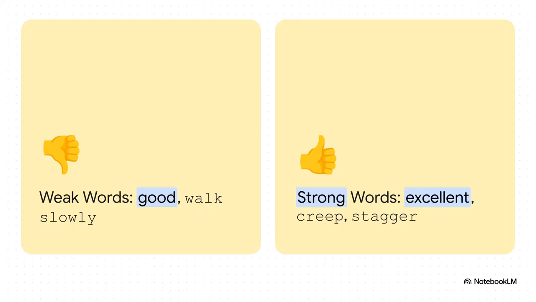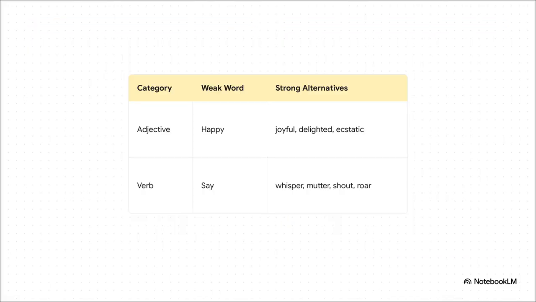I mean, just look at the difference. Good is fine, I guess. But is it excellent? Is it superb? And why say walk slowly when you could say creep, stagger, or tiptoe? Each one of those is an entire story in a single word. A lot of pro writers actually keep what they call writing banks, just collections of awesome, powerful words. Think of this table as a tiny little writing bank. Instead of just happy, you've got a whole spectrum of emotions. Instead of just say, you've got a world of different voices.